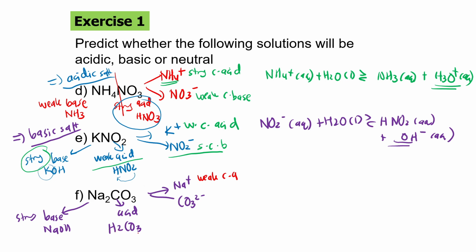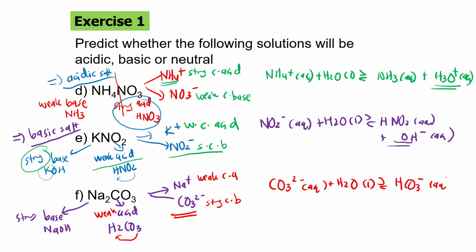So H2CO3, okay, 3 minus 2, 1. Jadi dia adalah weak acid. So weak acid akan produce strong conjugate base. So meaning yang akan undergo hydrolysis is CO3 2 minus. So CO3 2 minus react with H2O, produce HCO3 and OH minus. So at the end of the equation we have OH minus, menunjukkan ini ialah jenis basic salt. So this one is basic salt.